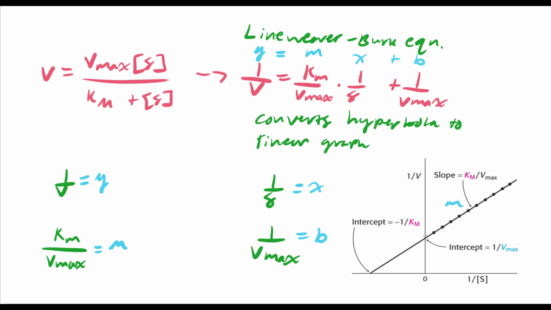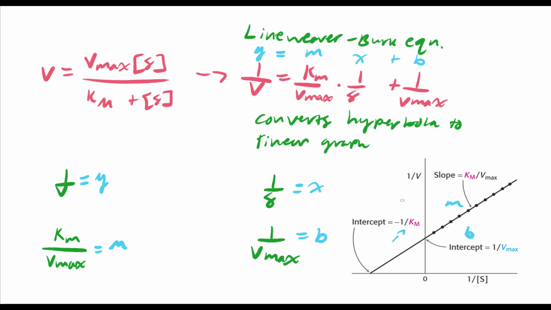The intercept for the y-axis is going to be your 1 over Vmax. I never liked math, but essentially your intercept for the y portion, which is b, is going to be equal to 1 over Vmax. So that's b. And then it says that your intercept is negative 1 over Km, which is kind of weird, but I think that's just how it is.